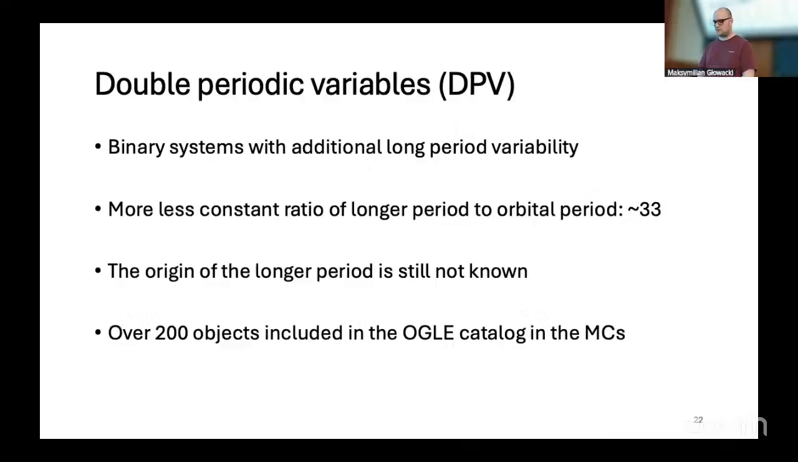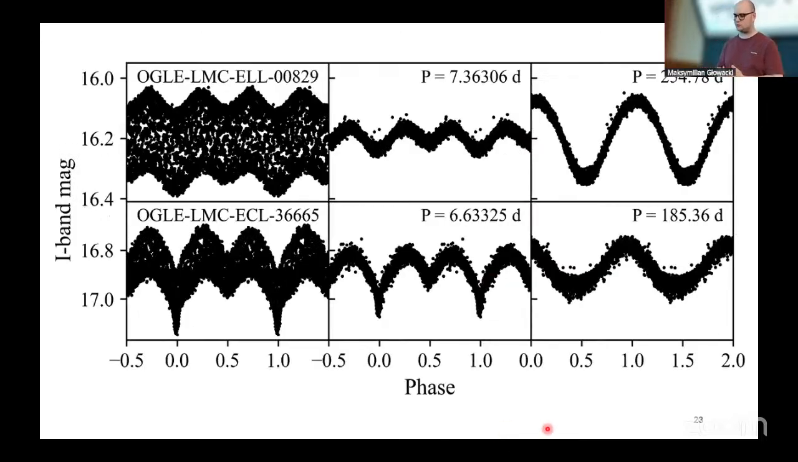We also have double periodic variables, so-called DPVs. These are binary systems that show some additional long-term variability. What's interesting about those stars is that the ratio of the longer period to the orbital period is nearly always around 33. So they are somehow related. The origin of the longer period variability is still not known. There are some ideas, however, this is still not a clear thing to the astronomers, and we have more than 200 objects included in the OGLE collection, and I would like to present two of them here.